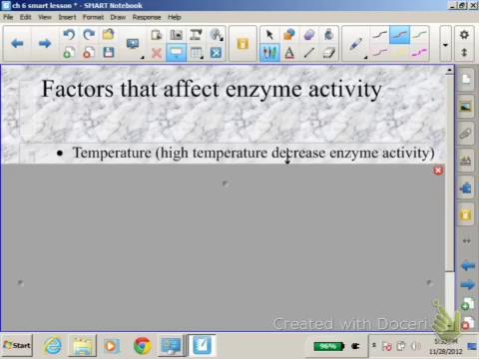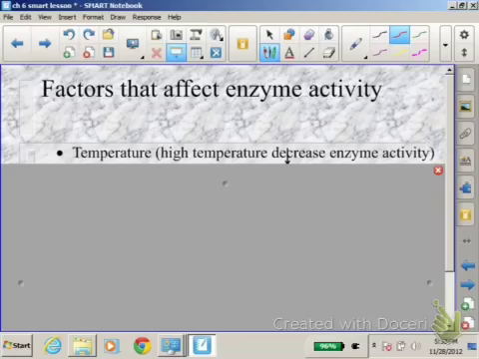Remember, that's why we put food in refrigerators, because at cool temperatures, the bacteria's enzymes cannot work properly, so they can't spoil your food. But the same thing also works for really high temperatures. If it's a really high temperature, then the enzymes do what we call they denature, and they don't fit anymore, and so they can't work.